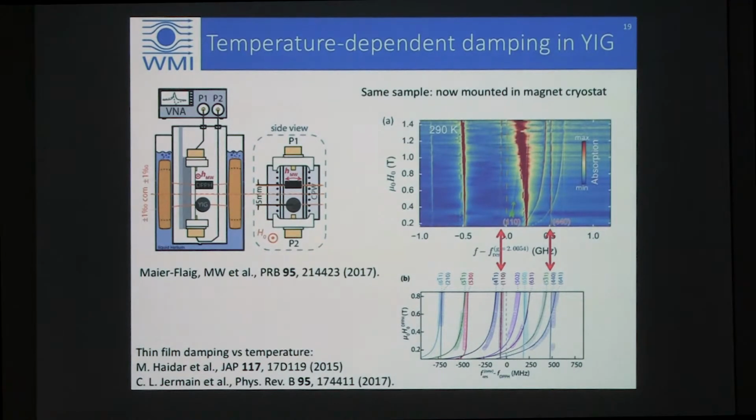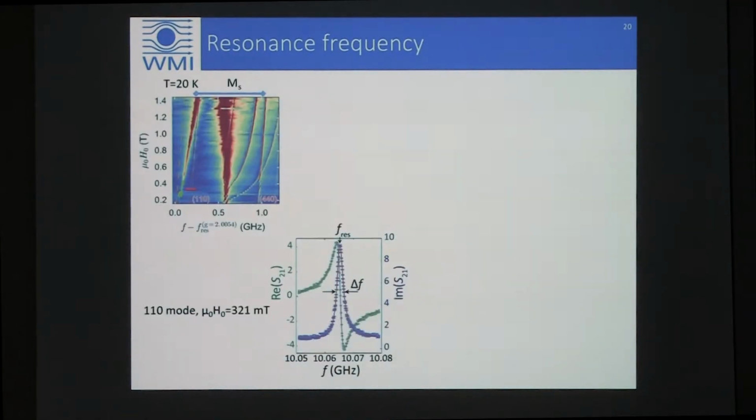And for the temperature dependence, because we already learned from the room temperature data that the damping is the same for all of the modes, we're just going to focus on these two modes. Okay, so we can go to lower temperatures. So this is 20 Kelvin. Well, there's the 110 mode over here, the 440 mode over here, right? And what can we learn from it?